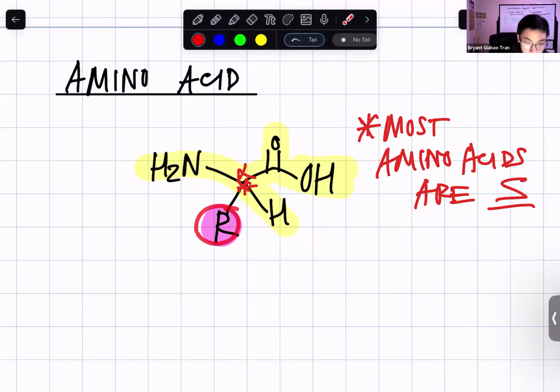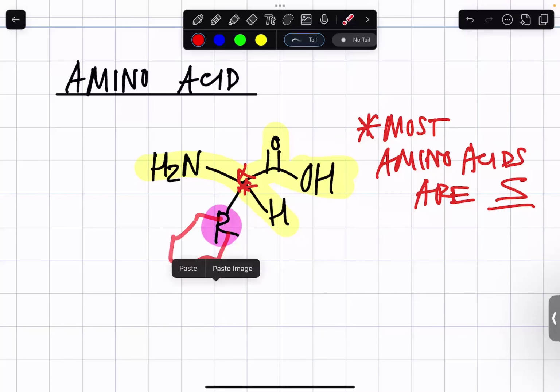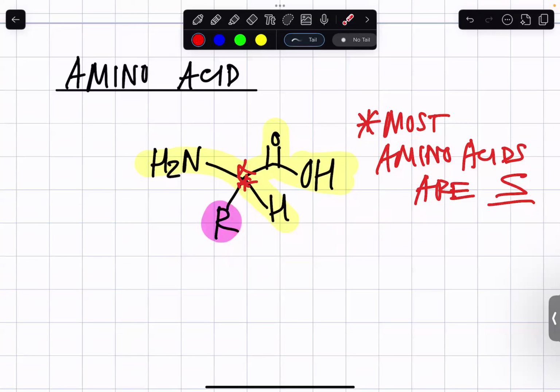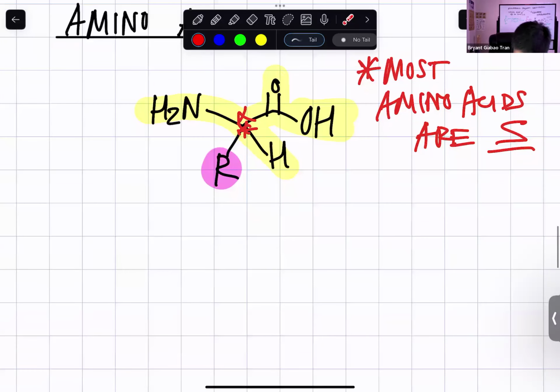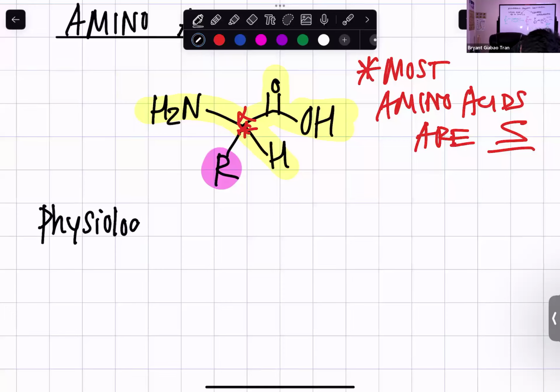This R group represents a side chain, a functional group, and it's different for the 20 amino acids. It could be a methyl group, an isopropyl group, a thiol group, or an aromatic group like tyrosine with the benzene and alcohol. It's a variable group, a side chain. In physiological pH, which is around 7.2 to 7.4.